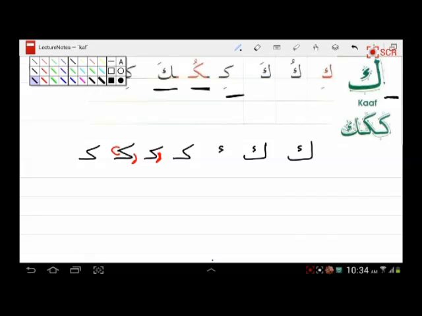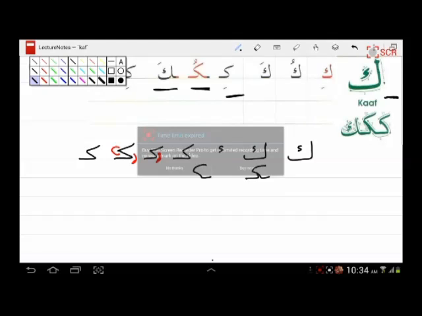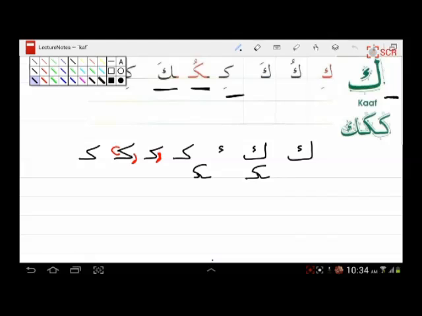Right, that's the initial kaf. Now let's take a look at the middle kaf. Here you go. So what you do is you do a dash, you go up, you make this hook or whatever, and then you get back to the line making another dash. One more time.